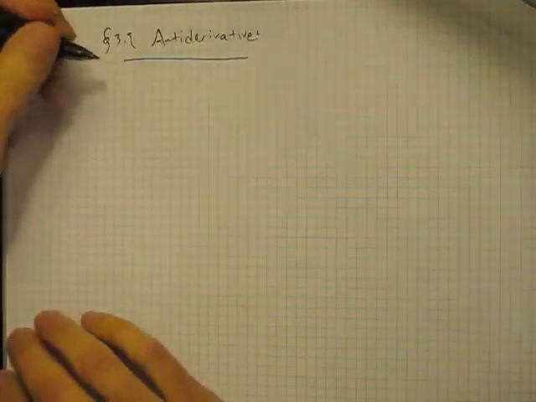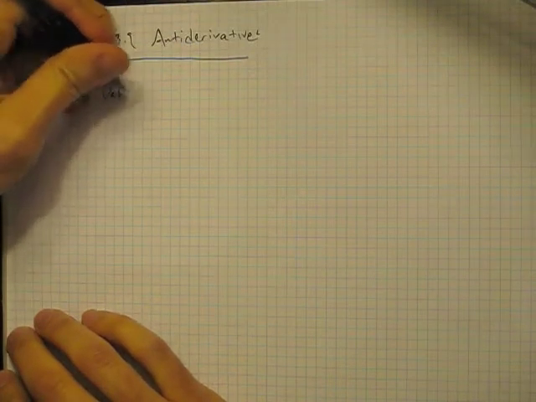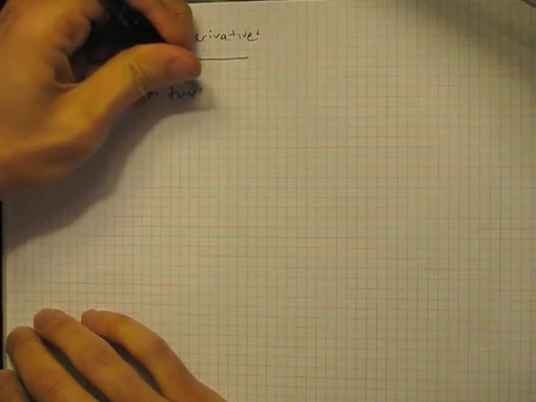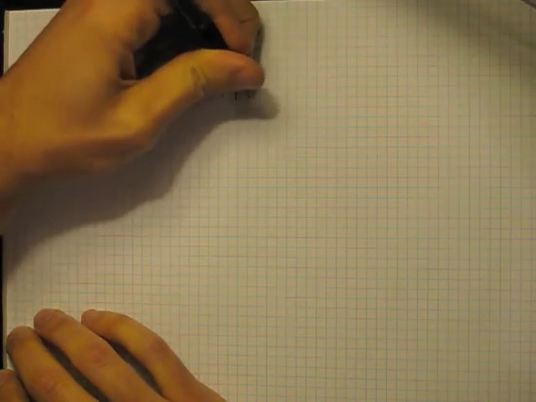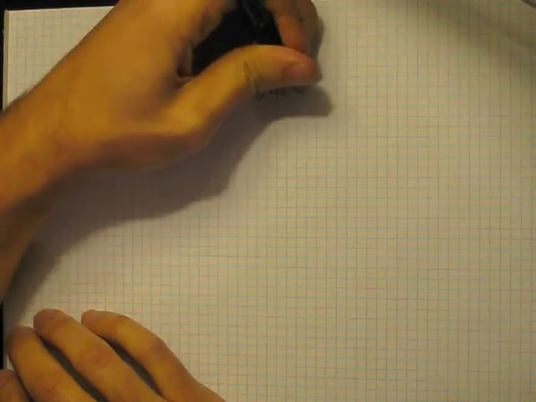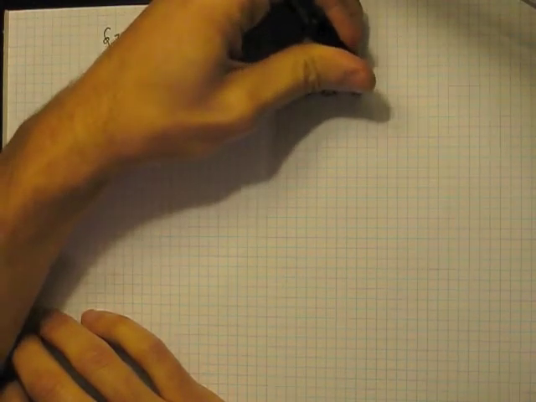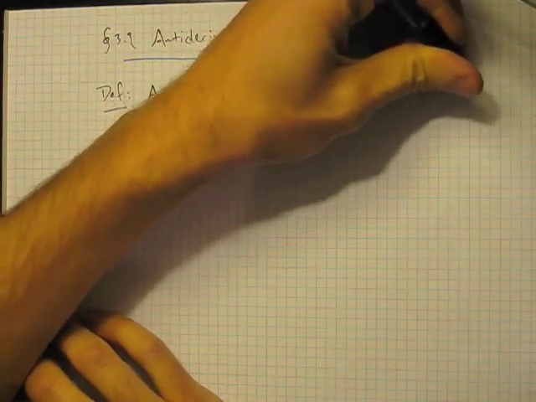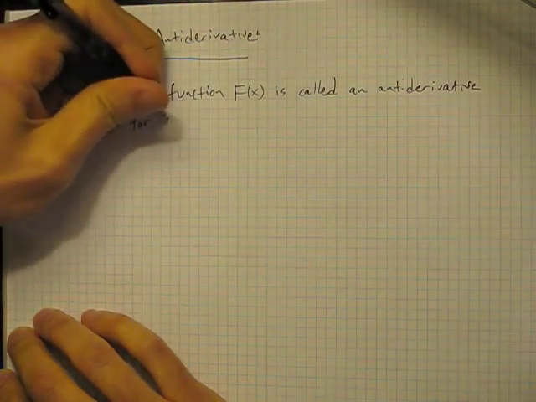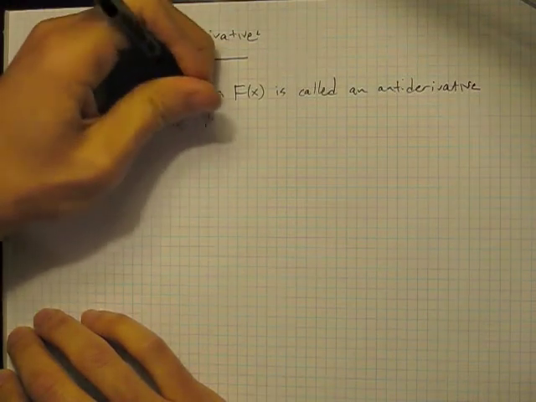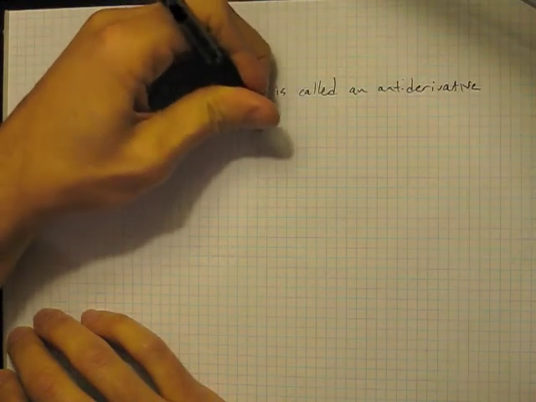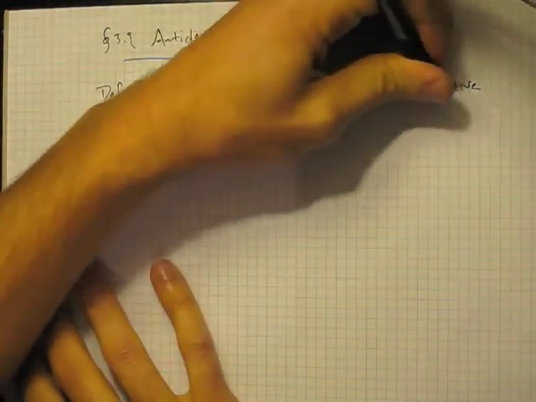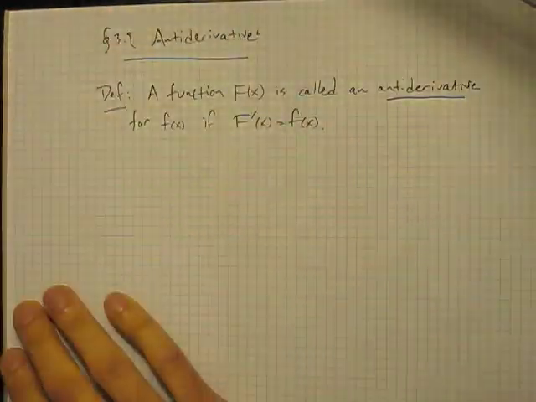Antiderivative. So an antiderivative, this is just our definition. A function big F of x is called an antiderivative for the function little f if, when you take its derivative, you get little f back. Okay, so it's the definition of an antiderivative. So it's the opposite of a derivative.